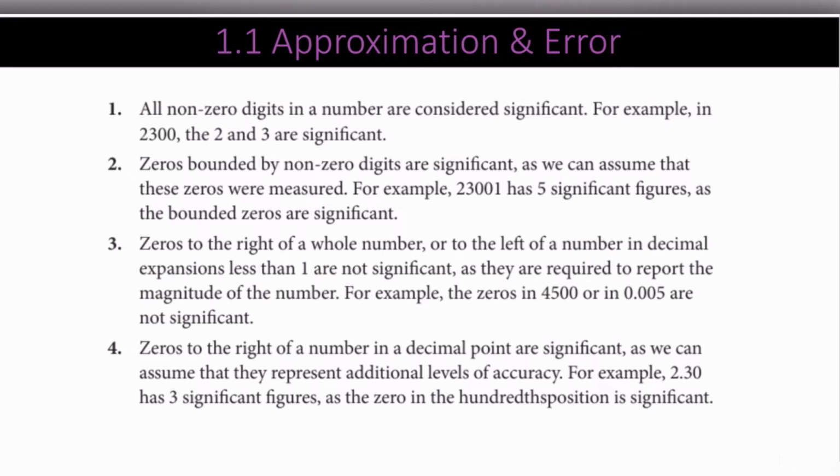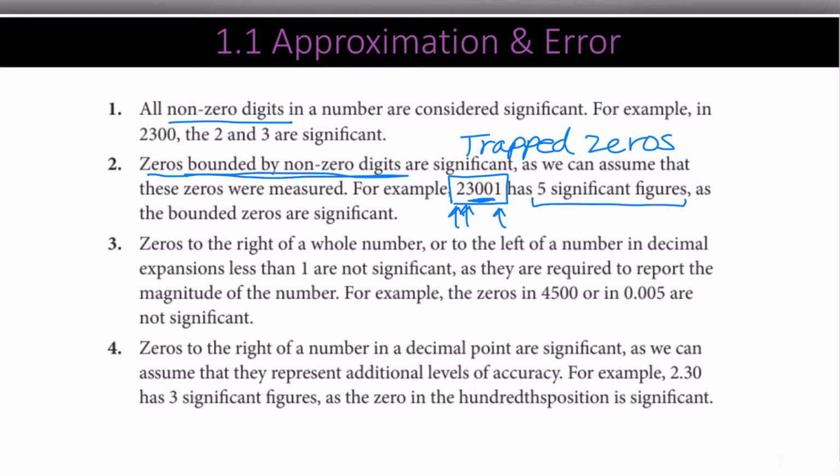And rule number 2, we're basically talking about any trapped zeros. So when you have trapped zeros, meaning that you have zeros bounded by non-zero digits, then it's going to make those zeros significant as well. So here the number 23,001, the 2 and the 3 and the 1, of course, are significant because they are non-zero digits. These zeros right here, they are trapped between the 3 and the 1, which makes that also significant. So right now we have 5 significant figures in this number.